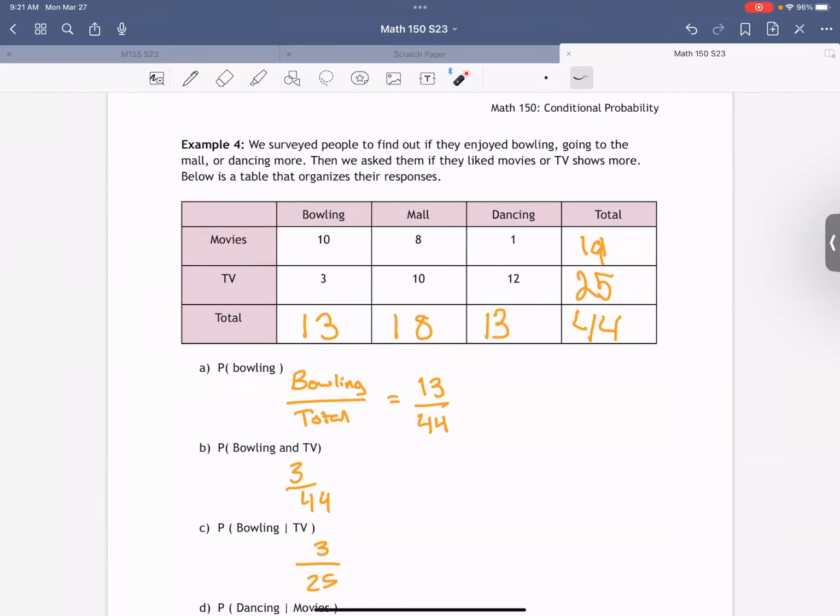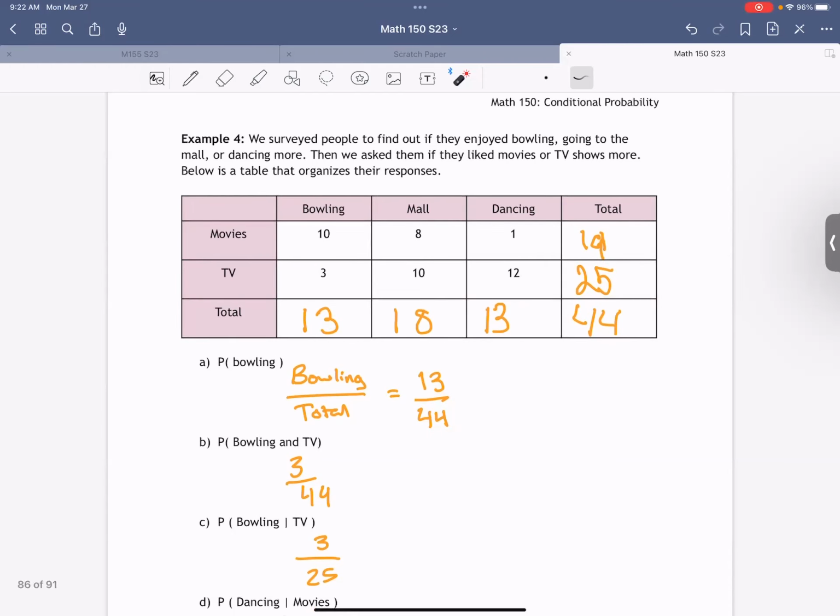Okay, let's keep going on. Part A, I got Michael to write up part A. Do you want to take us through how you got this answer? Yeah, just look at the total number of people who like bowling, and put that over the grand total. Awesome, right? So grand total always goes on the bottom if it's not conditional. Nice job, Michael.